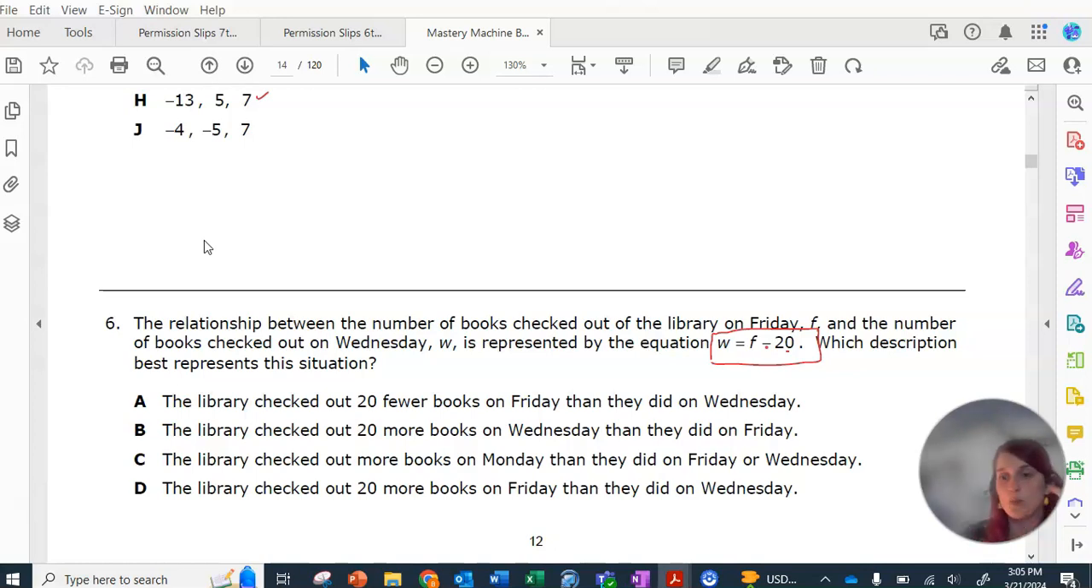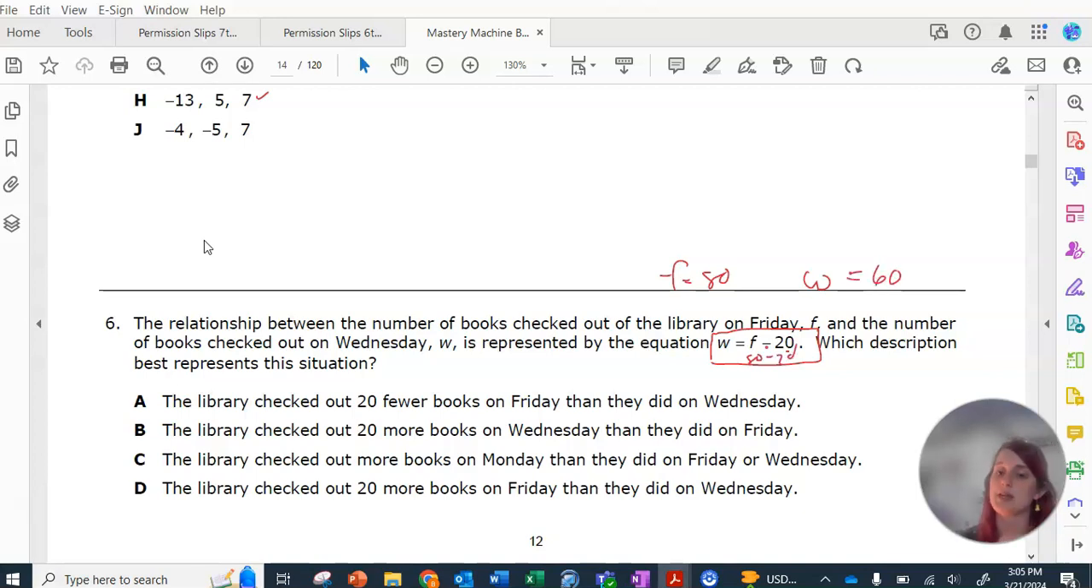So guess what? We can make up numbers. Choose a number for Friday. Make it up. You want it to be 50. You want it to be 100. Probably nothing crazy with decimals. Also, you can't check out part of a book. I would choose something easy to work with, like 80. If on Friday there are 80 books, then how many are on Wednesday? Wednesday would be Friday's number, 80, minus 20. On Wednesday, there would be 60 books.